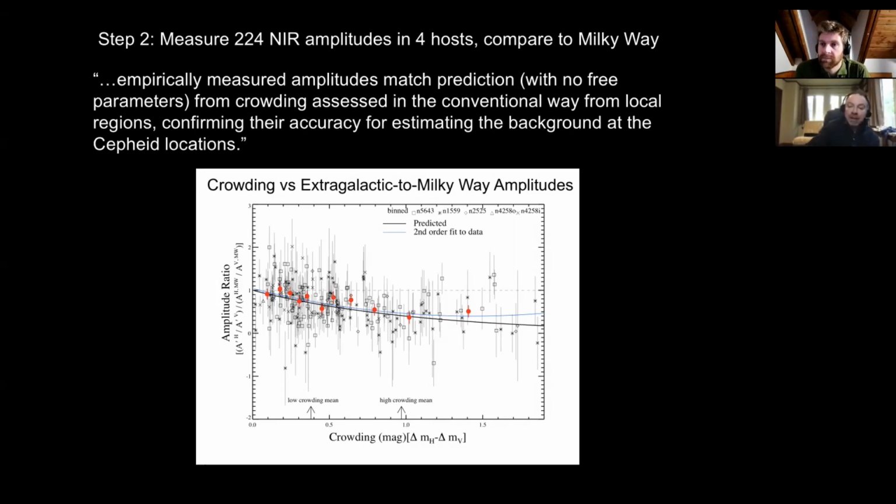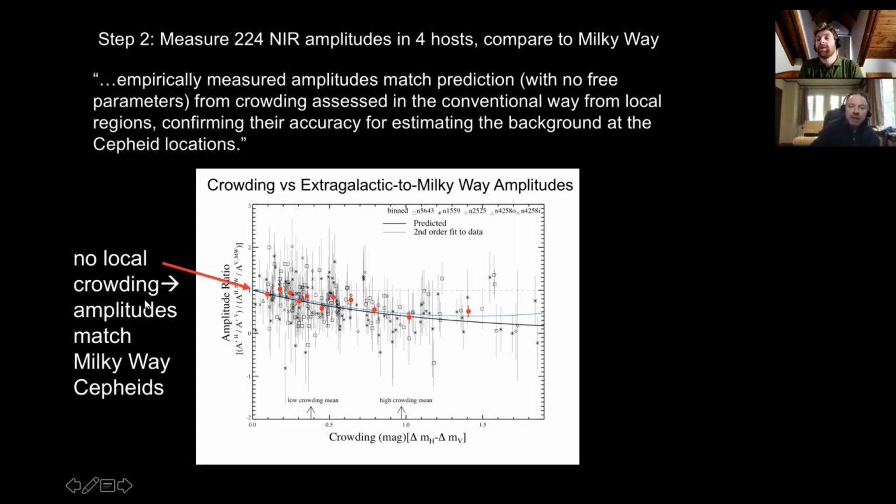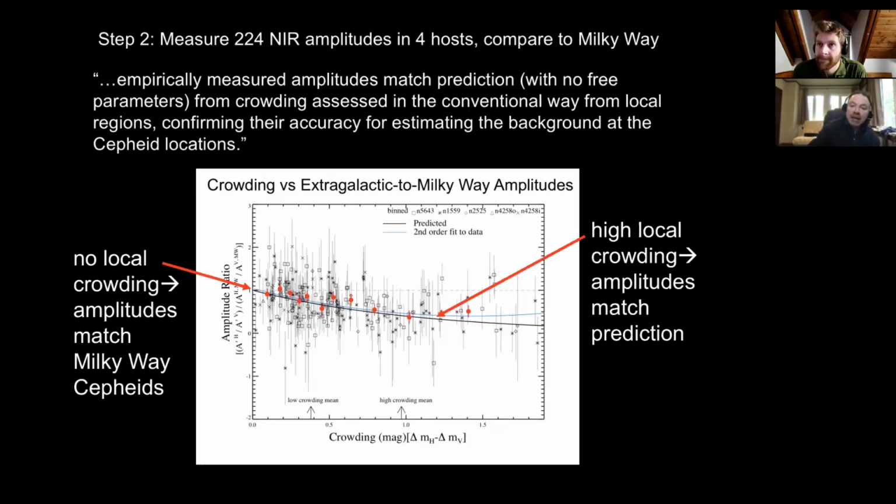In red are binned versions of the data. What we see at very low stellar density, where there are no stars around and the crowding is zero, is that the amplitude ratio, the Milky Way compared to the extragalactic, is pretty much 1, because in the absence of crowding, extragalactic Cepheids, and this is a result from the paper, do have the same amplitudes as Milky Way Cepheids. At the other end, when the crowding gets very high, and in this paper we go to regions much more crowded than what we would normally use to measure the Hubble constant, because we wanted to increase the sensitivity of this test, those amplitudes really flatten, in accord with the prediction.